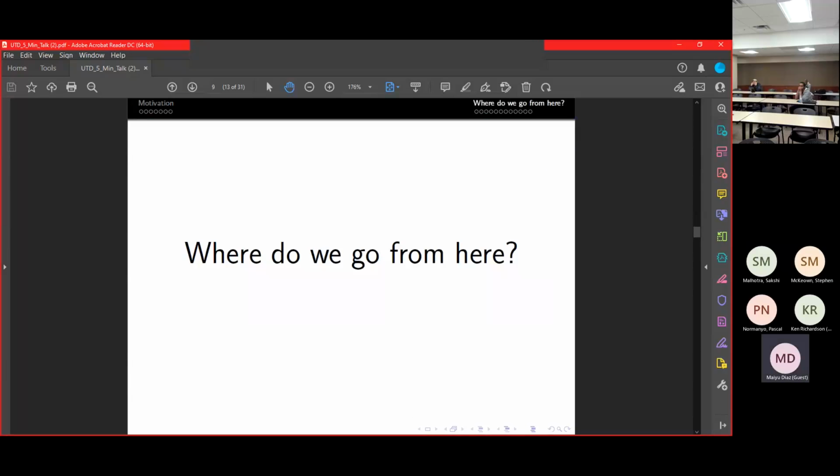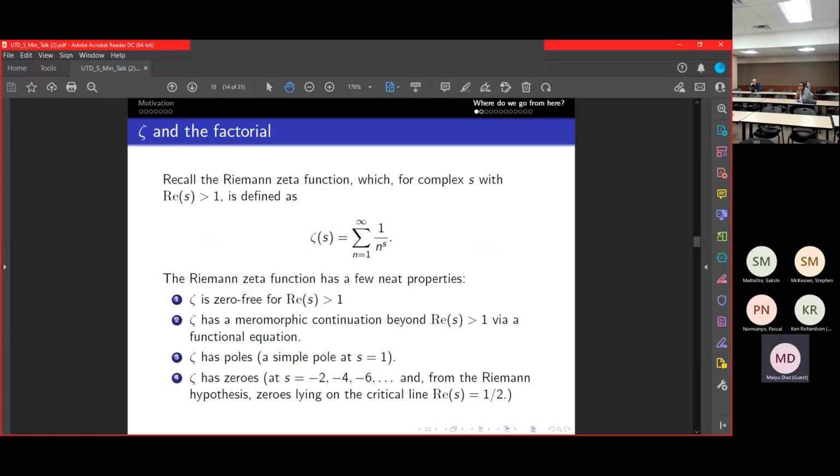So where do we go from here? And what do I mean by this question? Earlier, I mentioned that we can get a weak Stirling's approximation up to o(n) or up to o(n to some power). But what if I wanted to specify that o(n)? We're going to have to look into some deeper number theoretic objects here.